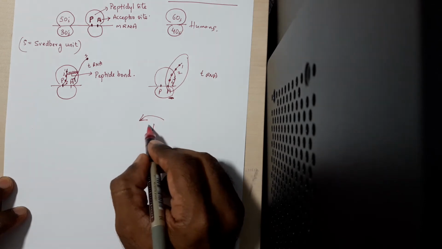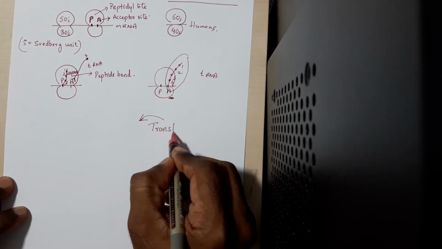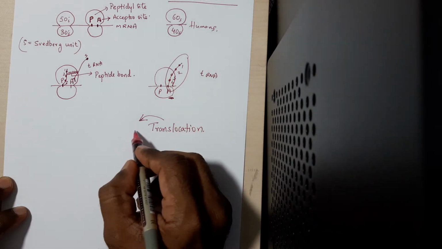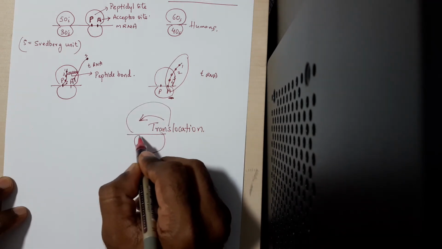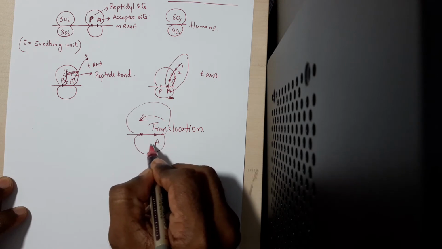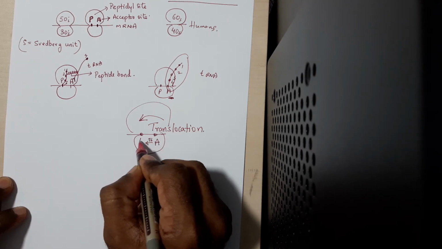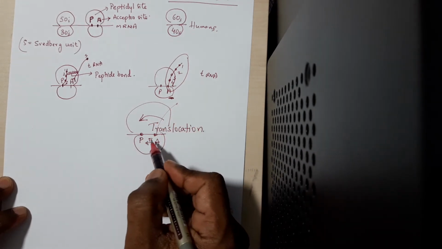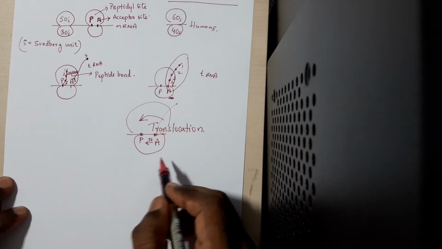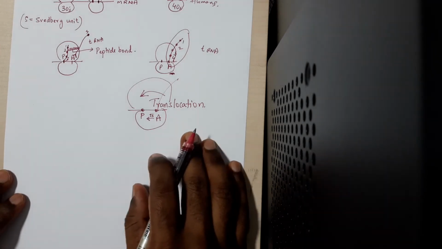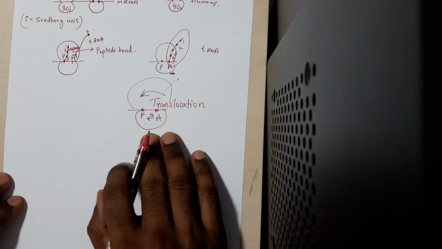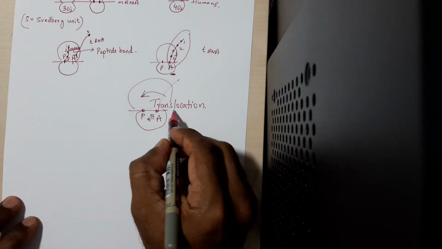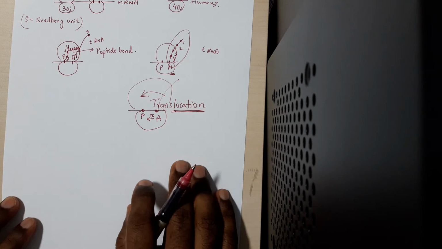This is called translocation, shifting from the A site to the P site. The entire amino acid chain is shifted here, so that the A site is again free to take up the new amino acid. So this is the general translocation process through which protein synthesis occurs.